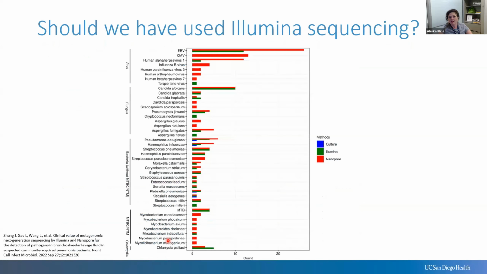One last question that we've been asking since we've struggled through optimizing the nanopore sequencing was whether or not we should have used Illumina sequencing. There's one other lab that I know of doing non-biased sequencing from BAL, and it's in China. They compared Illumina sequencing to nanopore sequencing to culture and looked at the number of specimens detected. They found that the nanopore sequencing was more sensitive in their methodology, and in particular seemed to be more sensitive for viruses.